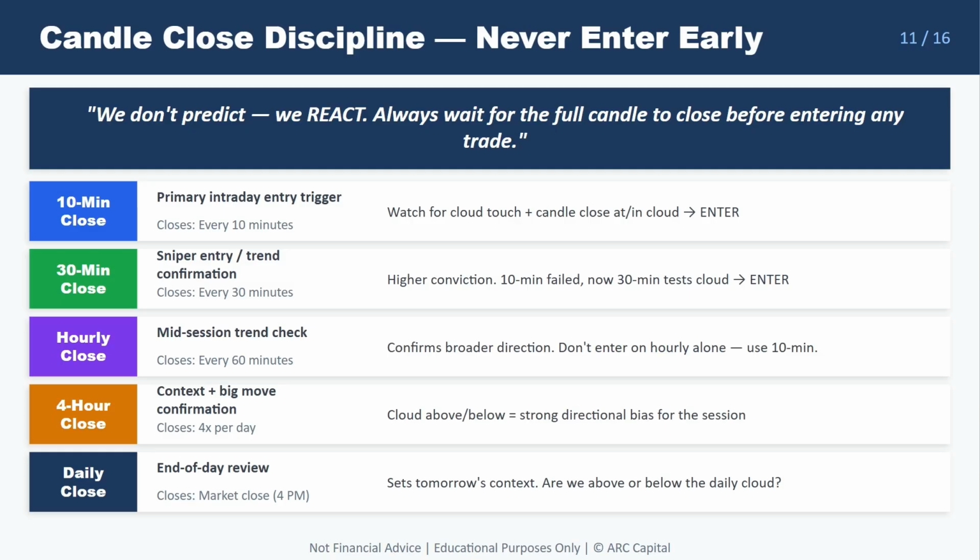Then you've got your hourly closes, mid-session trend check, closes every 60 minutes, confirms broader direction. Don't enter on hourly alone. Use the 10-minute. 4-hour closes, context plus big move confirmation. Closes 4 times per day. A cloud above or below equals strong directional bias for the session, right?